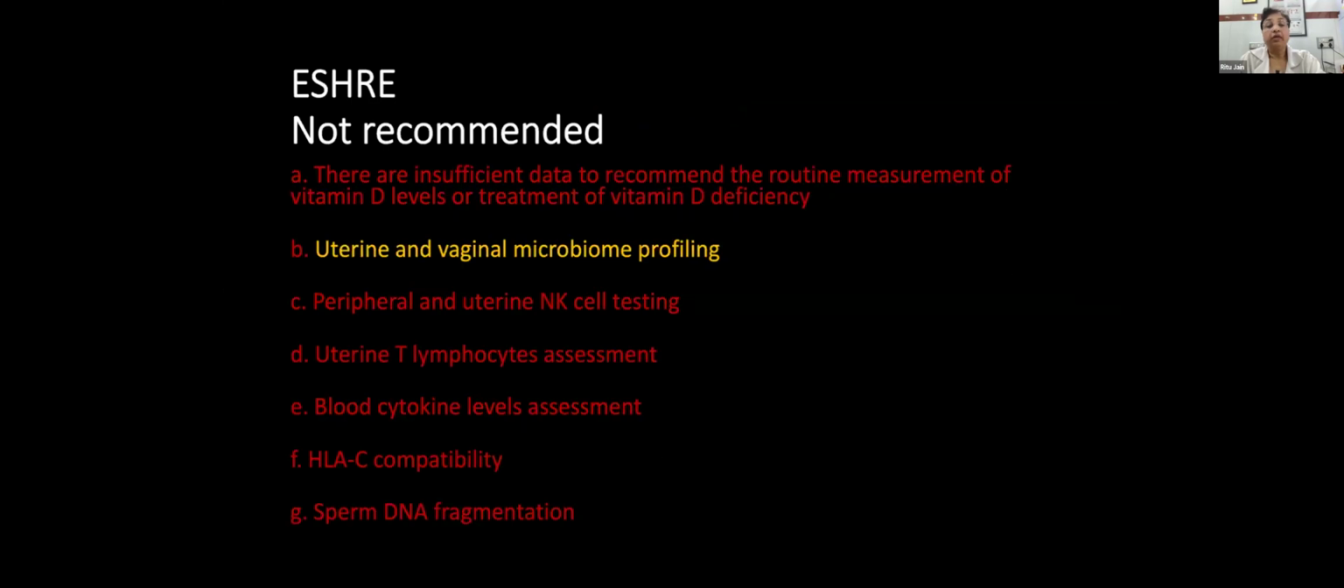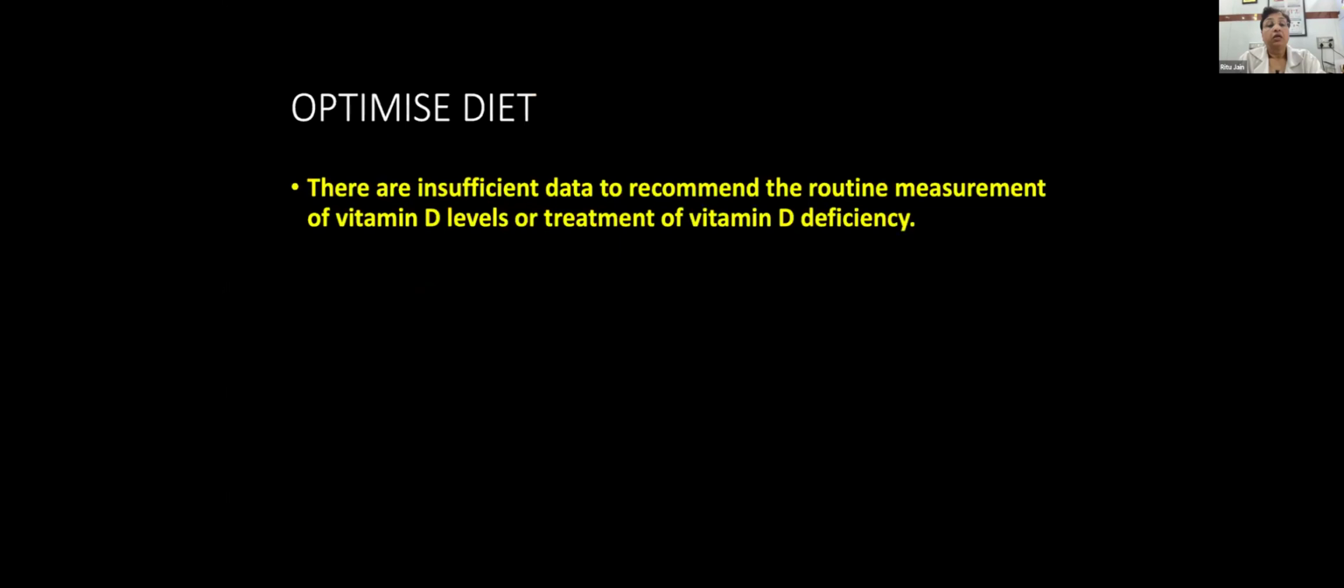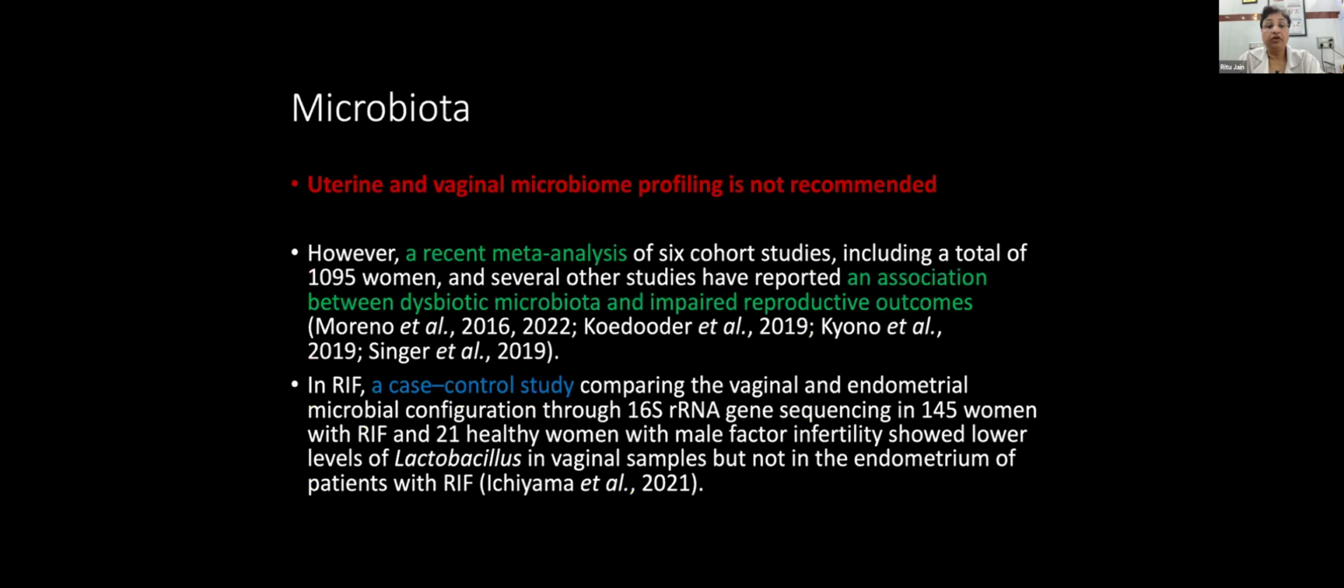ASRM does not recommend any testing for vitamin D or uterine or vaginal microbiome profiling. Peripheral or uterine NK cell testing, lymphocyte assessment of the uterine cavity, cytokine level assessment, HLA, and sperm DNA fragmentation test are also not recommended as per new guidelines. Although most of us are deficient in vitamin D, and we try to optimize, because a variety of studies have different things to say. Same for microbiota.